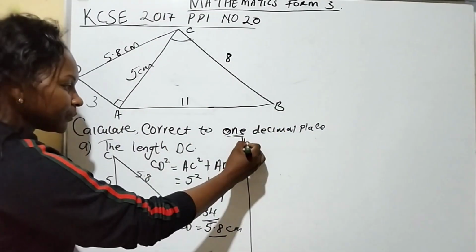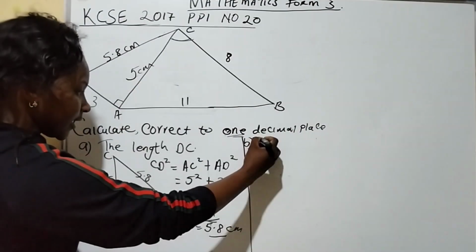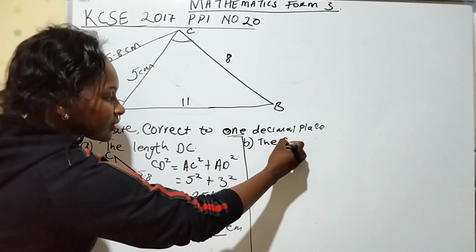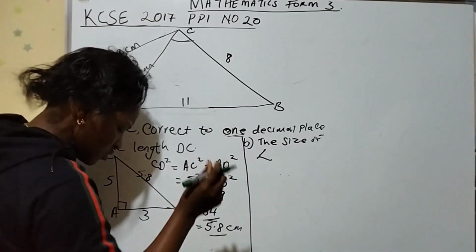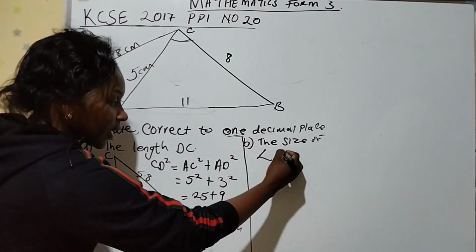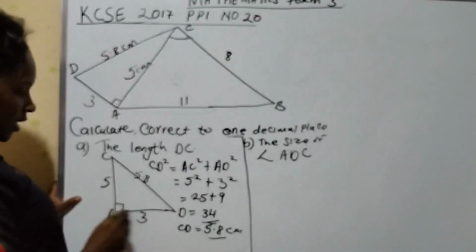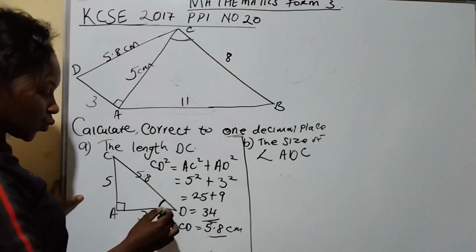Number B, we are told to find the size of angle ADC. Angle ADC, and this is the angle which is here.